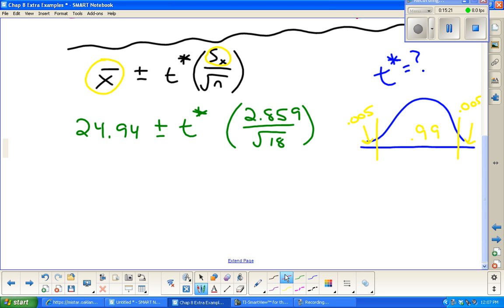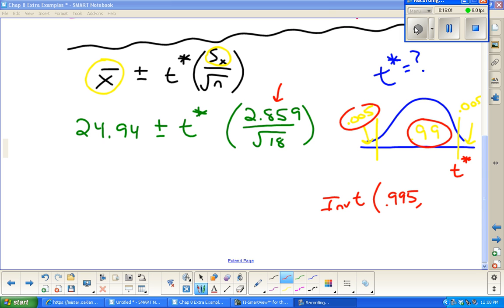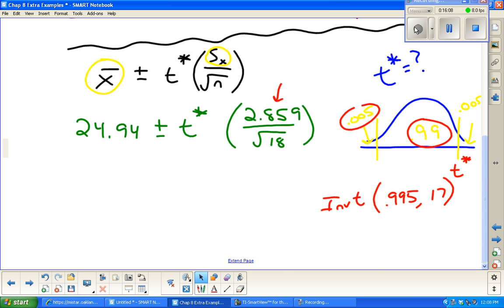Okay, the t-star is basically like a z-score, but it's a t-score of this upper value. And again, we're using t because we did not know sigma. We substituted the sample standard deviation, so we have to use t. To get t-star, you can either use the table in the back of the book, or it's much better to use the calculator's inverse t, area below. Area below is 0.995. And then the degrees of freedom will be one less than the sample size, so in this case, degrees of freedom is going to be 17. That calculation will give you the t-star that we need.